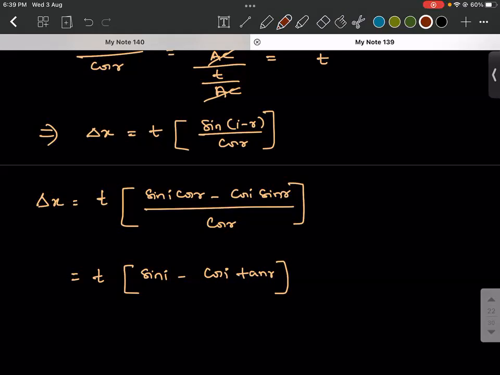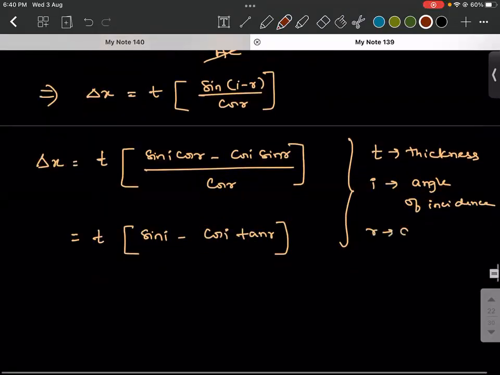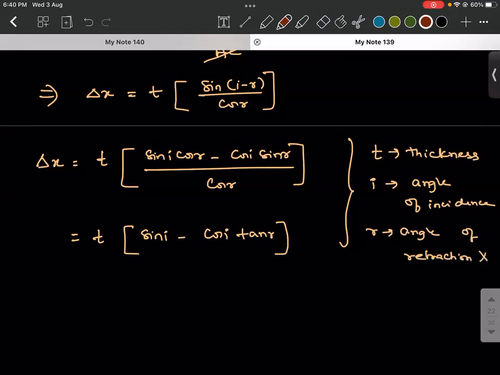If you observe, in this expression, T is the thickness of the glass slab. The thickness of the glass slab can be controlled by you because you can choose a glass slab of desired thickness. Similarly, the angle of incidence is in your control, but the angle of refraction is not in your control. So if I observe this expression of delta X, I'm able to see tan R. My job is to remove the tan R.